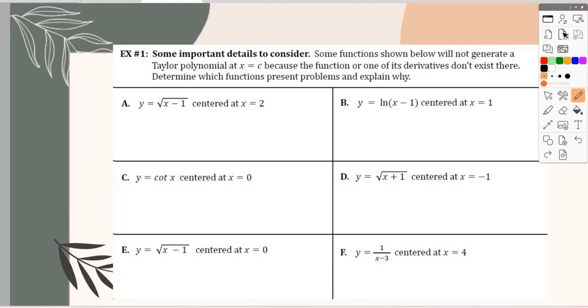So this says some functions shown below will not generate a Taylor polynomial at c because the function or one of its derivatives doesn't exist there. Determine which functions present a problem and explain why. So thinking about y equals the square root of x minus 1, are we okay to be centered at x equals 2?